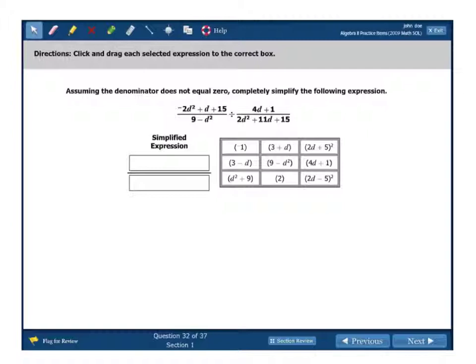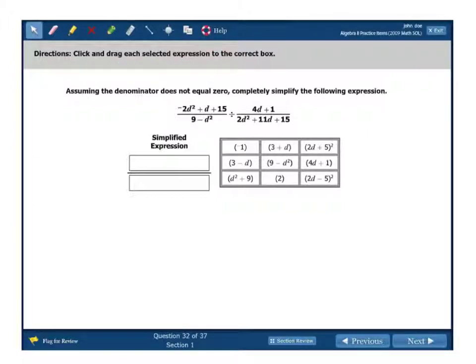Home stretch now, guys. Okay, click and drag each, another TEI. Now remember, there's more TEIs on the practice, because this is the document that's also meant for teachers to learn how to teach how to do TEI questions. So it's not just for the kids to learn, it's also for the teachers. Okay, so this one, click and drag each selected expression to the correct box.